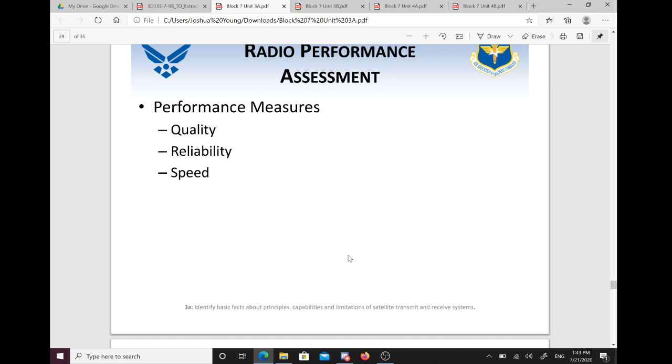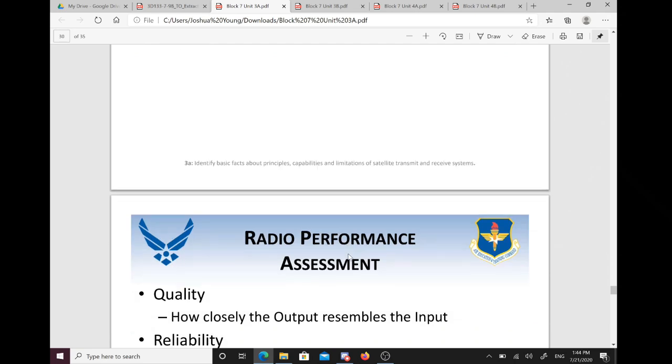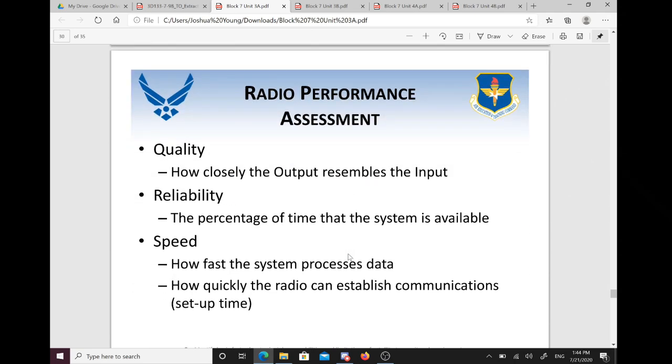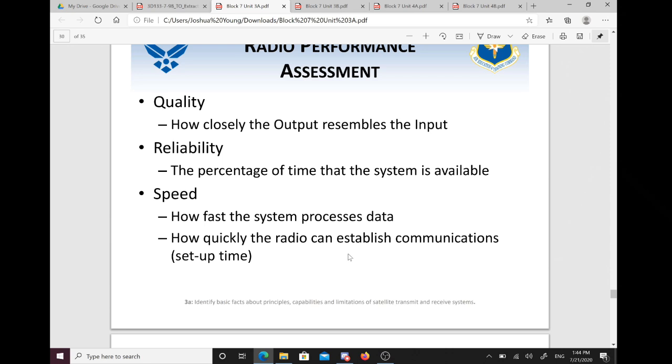And a couple of the performance measures that we'll talk about are your quality, reliability, and speed. Your speed, like bandwidth, has a couple of things that it defines. The quality of your signal is how closely your output resembles your input. The reliability is the percentage of time that the system is available. Then your speed is how fast the system can process data.